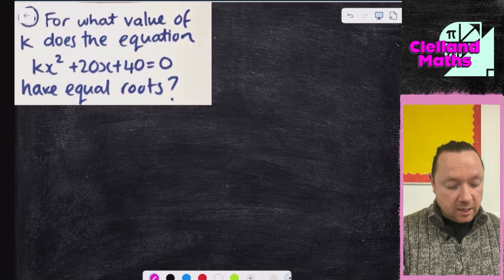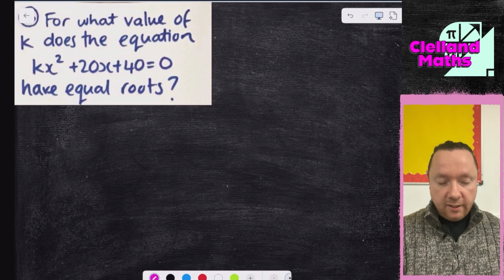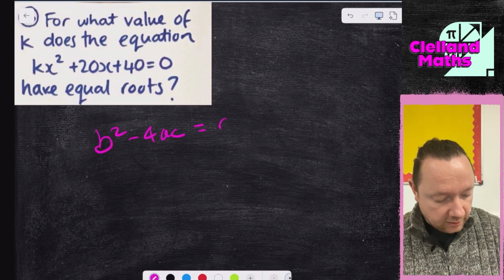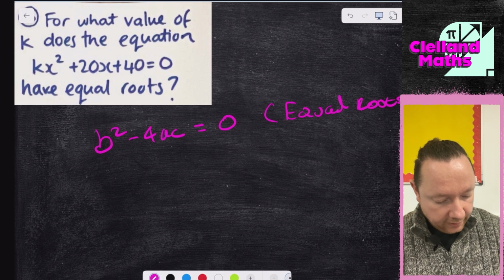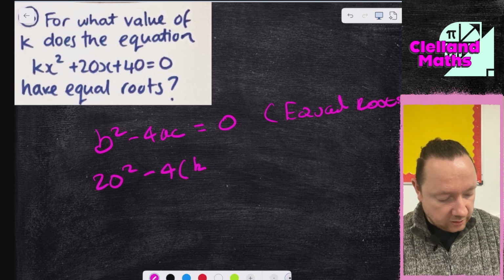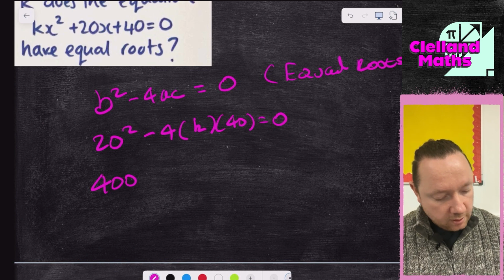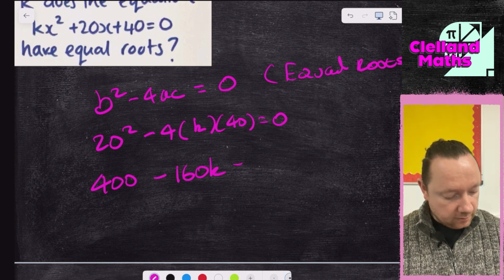SBA Higher Maths 2025 last minute paper 1 question 13. For what value of k does this equation have equal roots? We're talking about equal roots, so we're looking at the discriminant. So b squared minus 4ac equals 0 for equal roots. b is 20, so 20 squared minus 4 times k, because a is k, and c is 40. Working out 20 squared, that's 400. 4 40s is 160, so minus 160k.